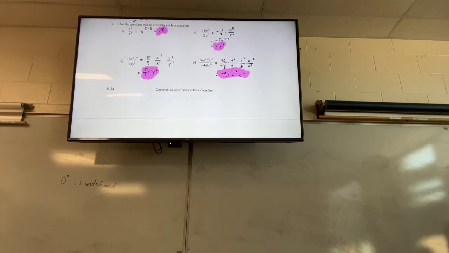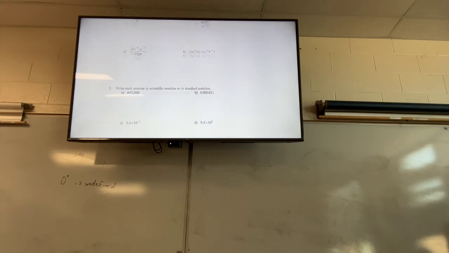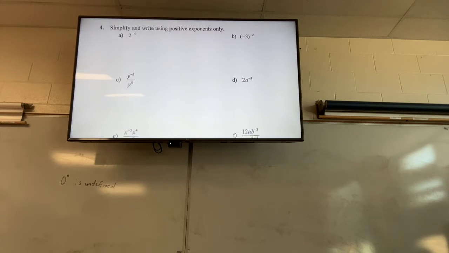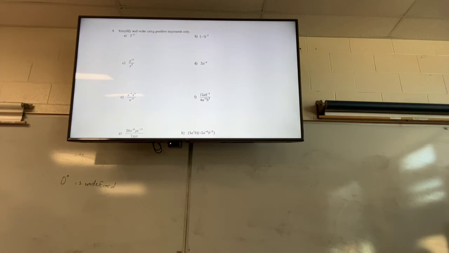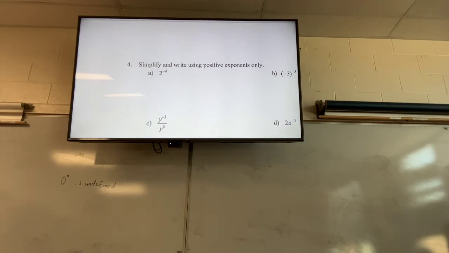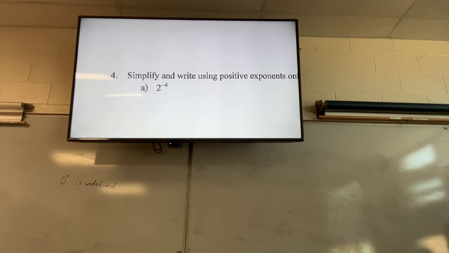Okay, we feel okay about that? So we have this page to fill out. Simplify and write using positive exponents only. Okay, all right. So the golden rule here, gold star rule here. Suppose c is positive. So let c be a positive number.